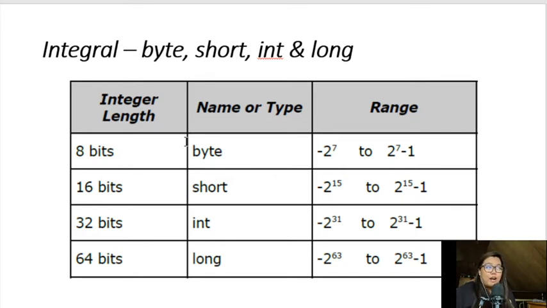Unless you're Villar or Ayala, you're rich, and your wealth is so huge that 2 raised to 31 minus 1 is not enough for you. Then you use long.